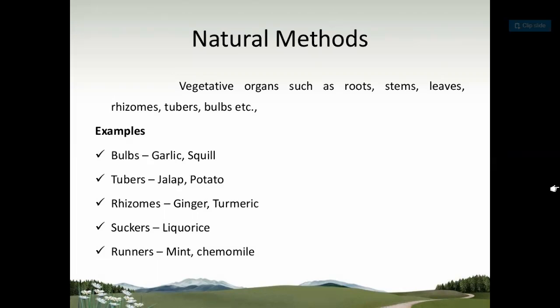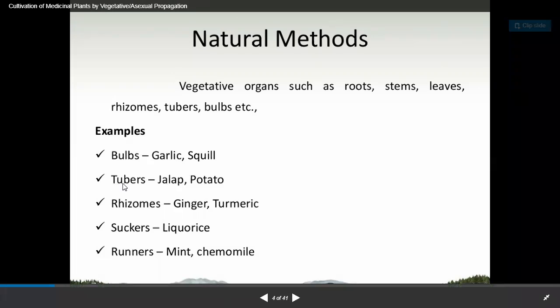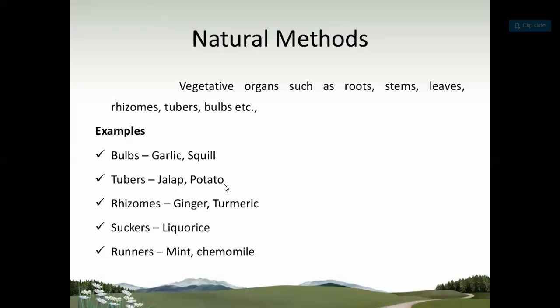That is the natural method. In the second example, it has given tuber. So in the tubers, jalap is there and potato. You might have seen in the village that when farmers cultivate, they take potato tubers, because potato itself comes under the tubers category that we have seen in morphological classification. So that potato we are taking and placing into the soil at a specific spacing, and they grow into the plant.